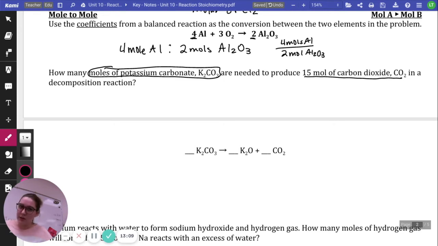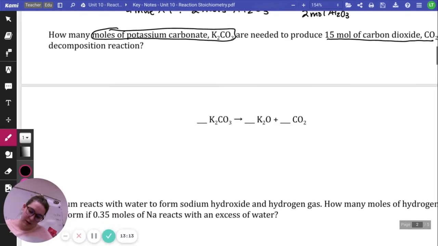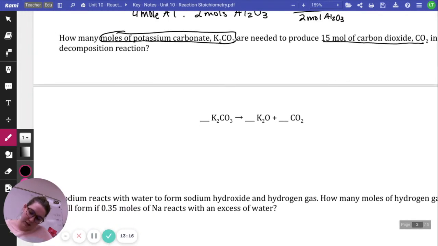All right, let's start solving this problem. Step 1, balanced chemical equation. I have K2CO3 yields K2O plus CO2. It's already balanced because I have 2 potassiums over here, 2 over there, 1 carbon over here, 1 over there, 3 oxygens and 3 oxygens. So all of my coefficients are 1s here. They're imaginary, you don't have to write them. I'm just writing them so that we remember.